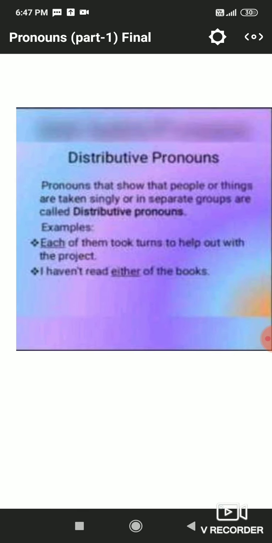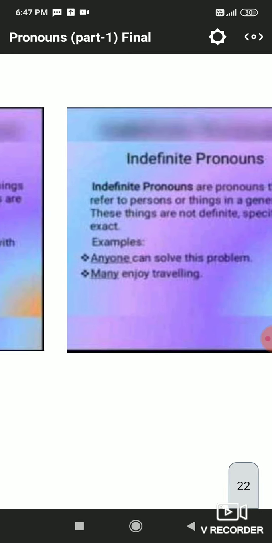Now distributive pronoun. As the name is making it clear, to distribute something. When the pronouns are used to show that people or things are taken singly or in separate groups, they are called distributive pronoun. Like each of them took turns to help out with the project. Here in the first sentence each is used as distributive pronoun and in the second sentence either is used as distributive pronoun.